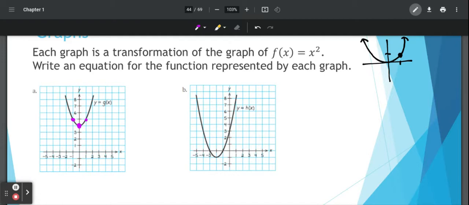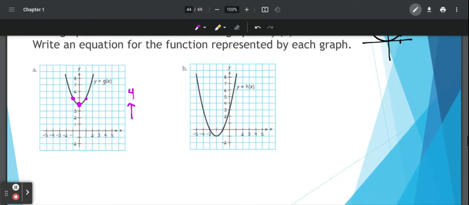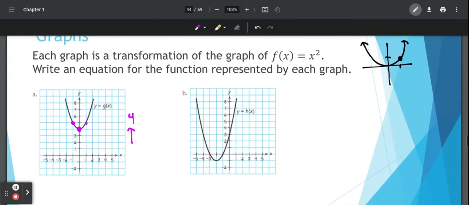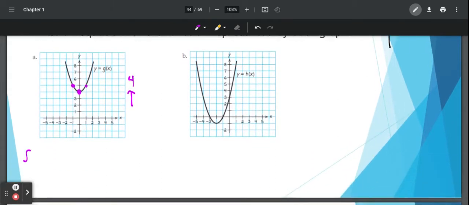So this is really just shifting up 4, which means to write the equation for our function, we have f of x. Oh, nope, they tell us it's g of x. We need to use the correct name. So we would say that g of x is x squared and then plus 4, because we want that 4 to not be tied to the x.